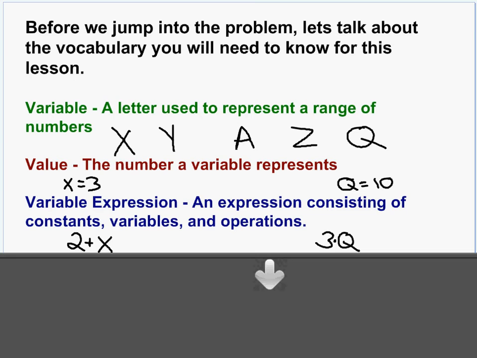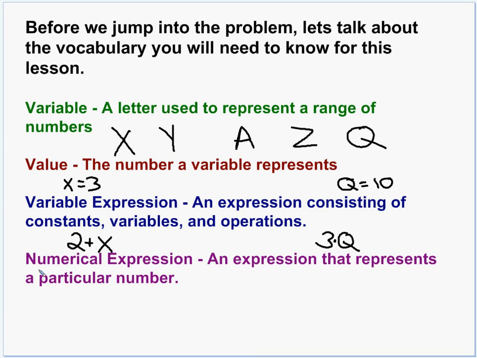Okay, the last definition we have here is a numerical expression. That's an expression that represents a particular number. So we don't have any variables in those. So if we have 2 plus 3, or we have 3 times 10, those are numerical expressions. There's no variables. They're very exclusive clubs, numbers only. Variables are not allowed in numerical expressions.